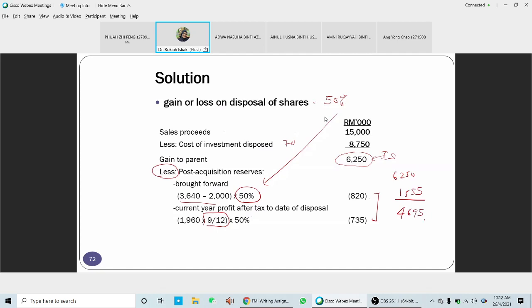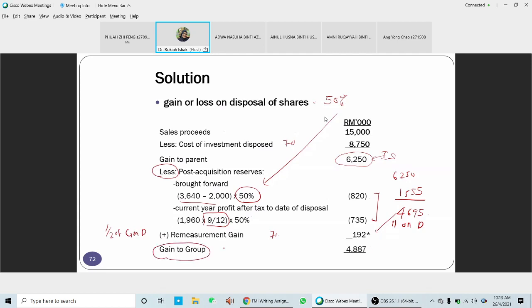So this 4695 is the gain on disposal. And then you need to add the remeasurement gain 192. This one is from slide 71. Why do we need to add it here? Because we said that the remeasurement gain is also a part of the gain on disposal. So we need to add this one together, so it becomes 4887. So this is the total gain to the group.